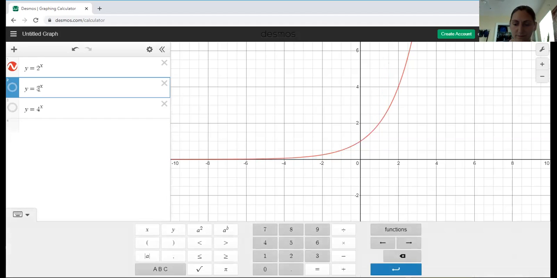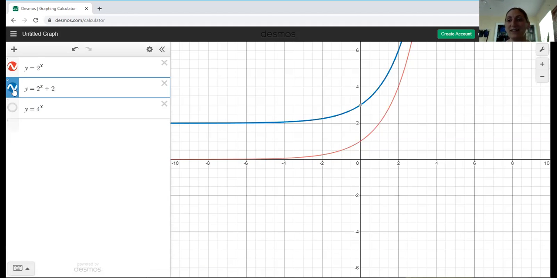Now, let's look at what happens if we do 2 to the x, but we add 2. Anyone want to guess? Plus 2. It shifts up 2. So that y-intercept changes now because it normally would have been 1, but we've added 2 to it, so it goes up to 3. Okay. This here could be considered the y-intercept of a line, but it cannot be considered the y-intercept of an exponential function because there's other stuff going on.